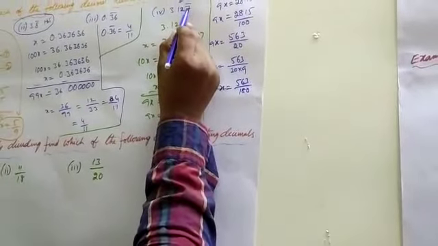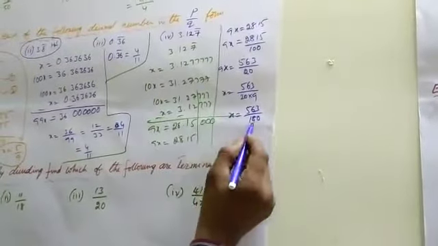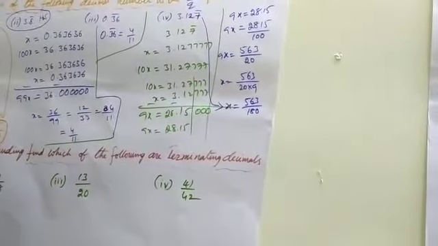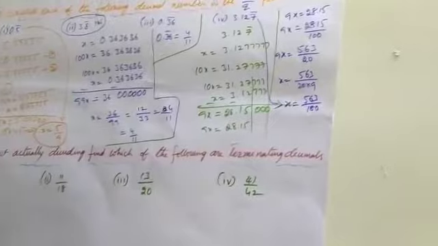3.127 bar in the form of P by Q form is this. This is the P by Q form. Go to the ninth one.